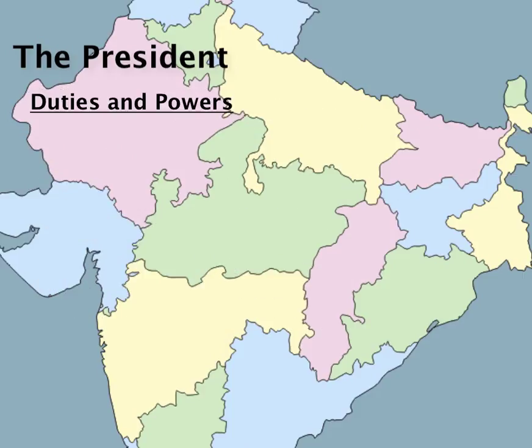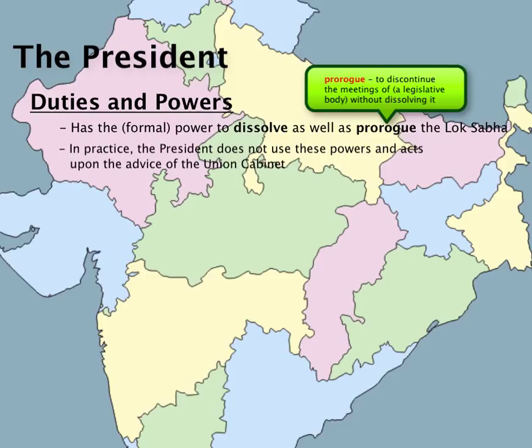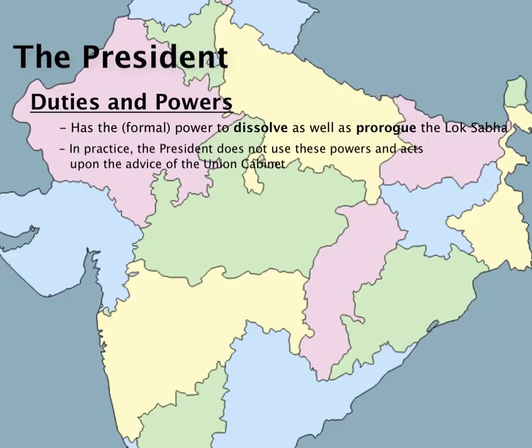Now let's move on to the duties of the president. As the head of the legislative branch, he has the power to dissolve the Lok Sabha. But again, these are formal powers. Conventionally, the president acts upon the advice of other ministers. The president is also the head of the parliament and inaugurates it each year.